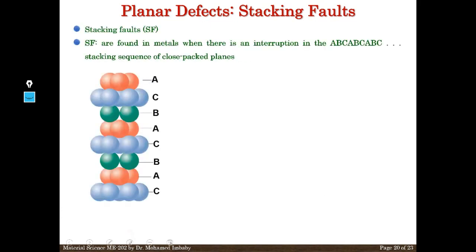Okay. Again, Shabab, as I told you from the beginning, I explained the planar defects. We have 4 categories. The first one is called free surface and crystal. The second one is called grain boundaries. The third one is called stacking faults. And finally, the twinning, as I explained it here. Okay?